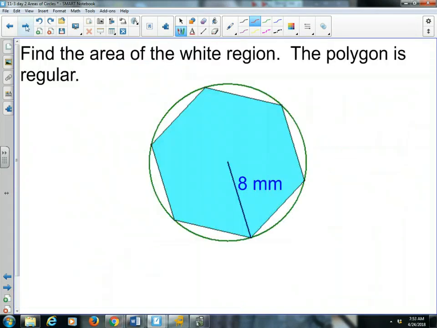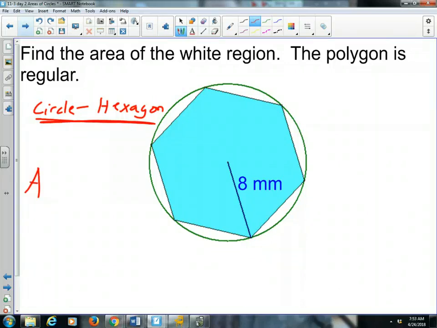Okay, everybody, our last one for the day. Find the area of the white region. The polygon inside that's inscribed is regular. Okay, so if we want to find the white region, I could find the area of the circle, and I could find the area of the hexagon, and once I find the area of the circle, I could subtract the hexagon, and then I would just get what's inside the circle besides the hexagon, right? Which would be the area of the white region. So this is going to be my strategy. Let's find the area of the circle, and let's subtract the area of the hexagon.